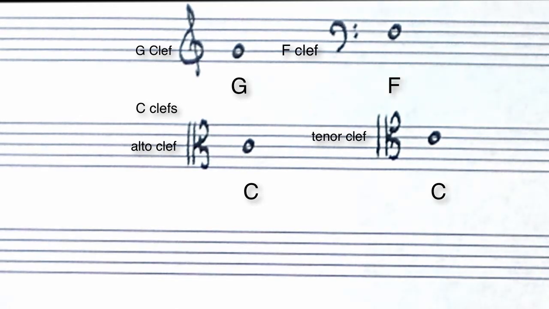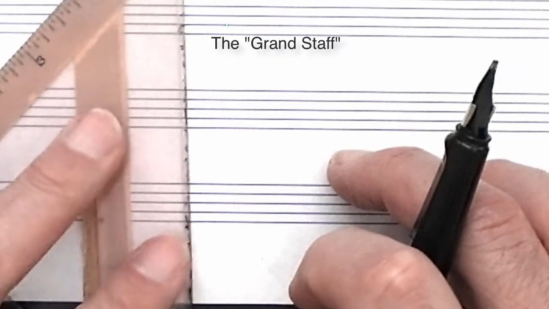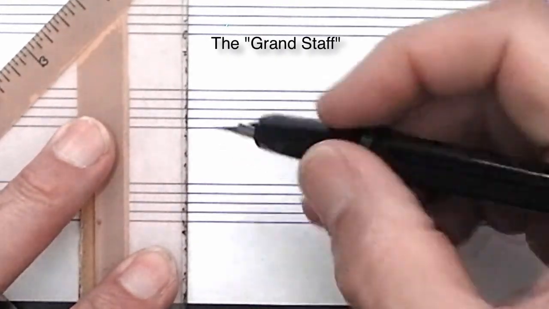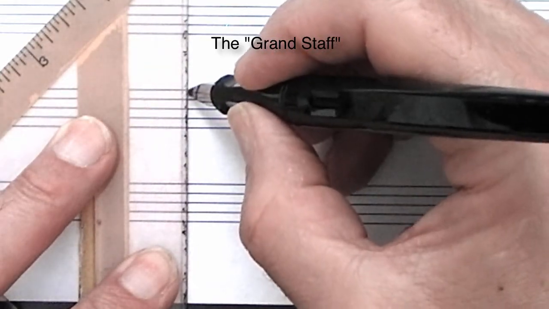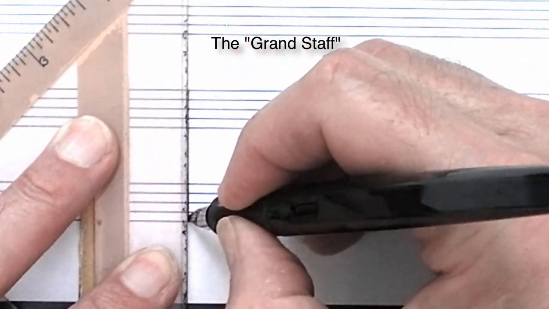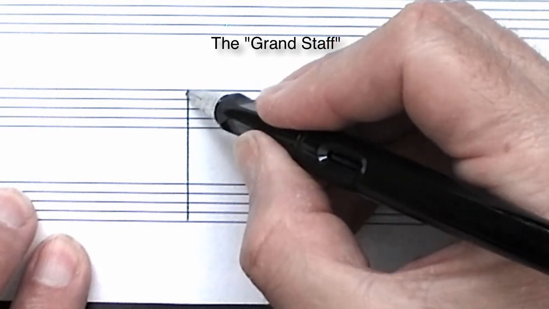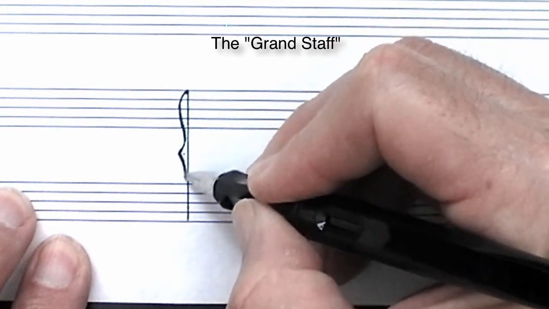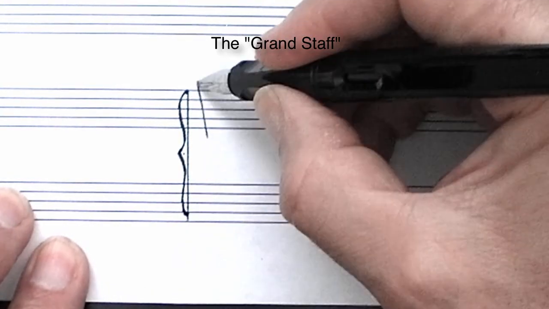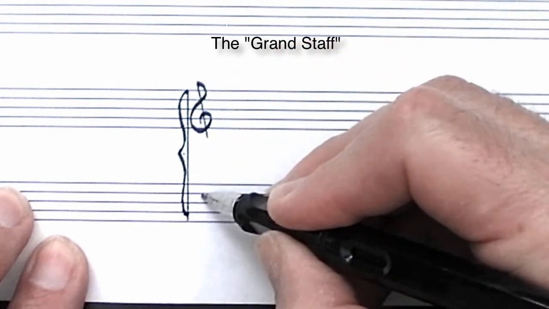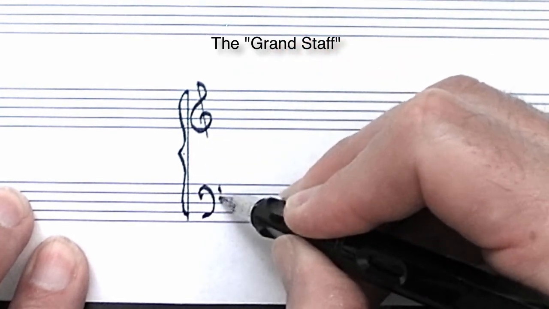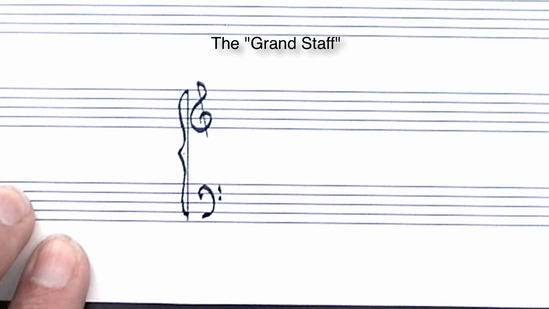The grand staff is a system of two staves that include both the G clef and the F clef. It is used for instruments like the harp and the piano, and it is also useful for us so that we can better understand the relationship between the clefs. The brace on the left side indicates that the two staves are considered as a single unit to be played by one instrument.